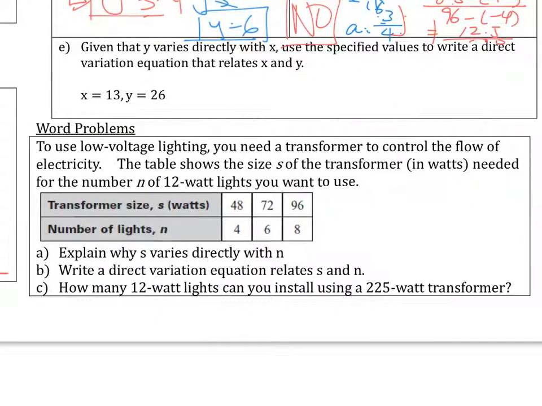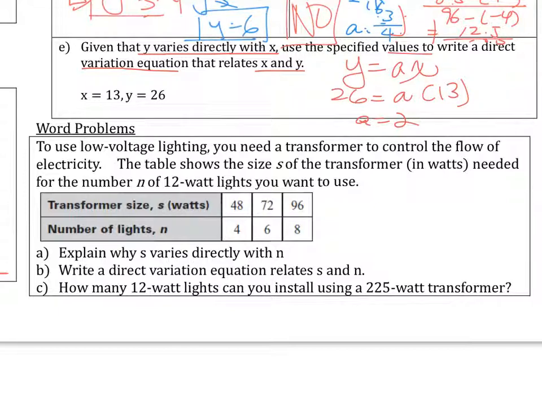Part E. Given that y varies directly with x, use the specified values to write a direct variation equation that relates x and y. So again, y equals ax, y is 26, x is 13, a is 2, so therefore y equals 2x.